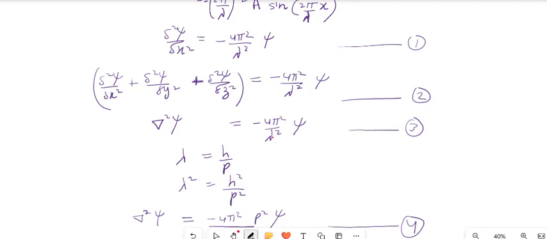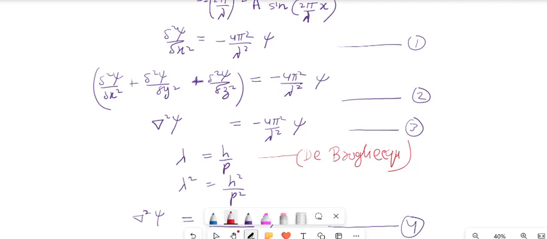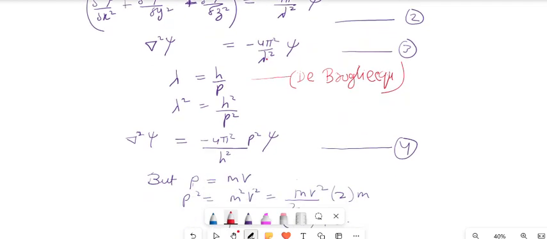Now we will replace lambda by h upon p, which comes from the de Broglie equation. So lambda square is equal to h square by p square, and then we replace lambda in equation number 3. So we get del square psi is equal to minus 4 pi square by h square into p square into psi.